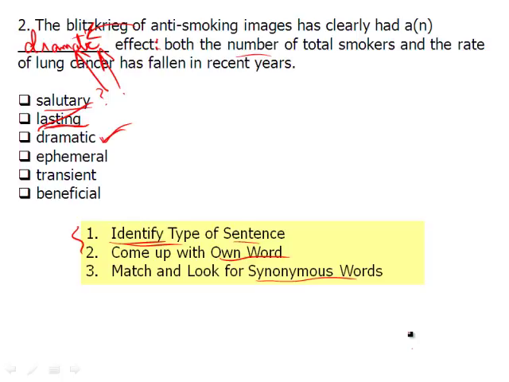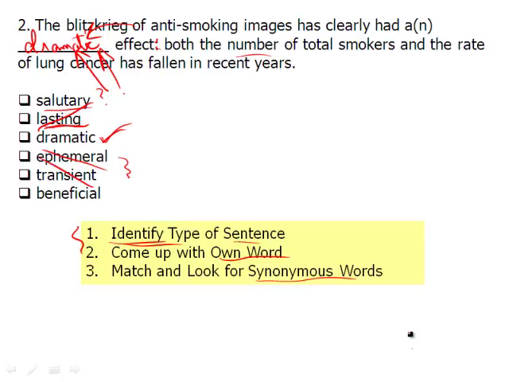And next we have ephemeral. I'm going to assume that most of you know what ephemeral means because it is a very high frequency GRE word. You must know ephemeral. It means short-lived, not lasting a long time. Does that mean it's the answer? Well, no. This is not a short-lived effect. I mean, the number of smokers, the rate of cancer has dropped. It's gone down. There's nothing in the sentence to say that it's only going to be for a short time or even a long time. Nothing about time in there. So we can get rid of ephemeral. Transient. Well, transient is a synonym for ephemeral. But just because you have a pair of synonyms does not make them right, especially if they're not the answers in this case. So those are both gone.